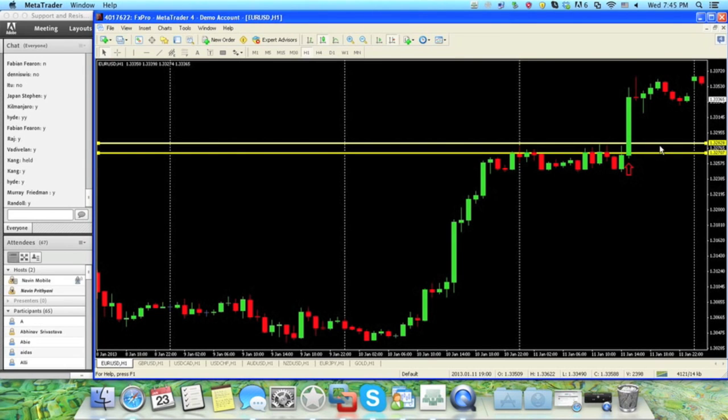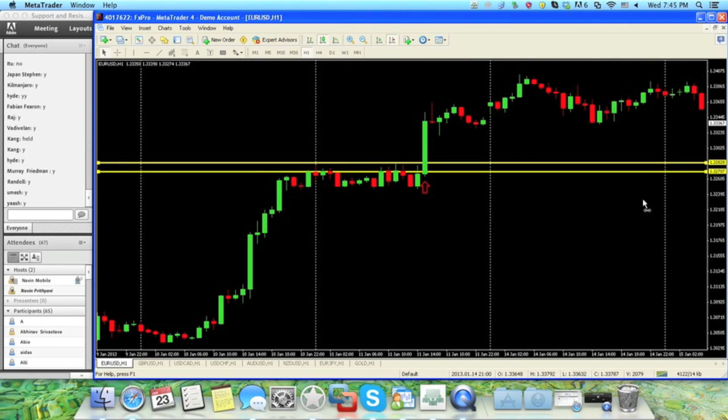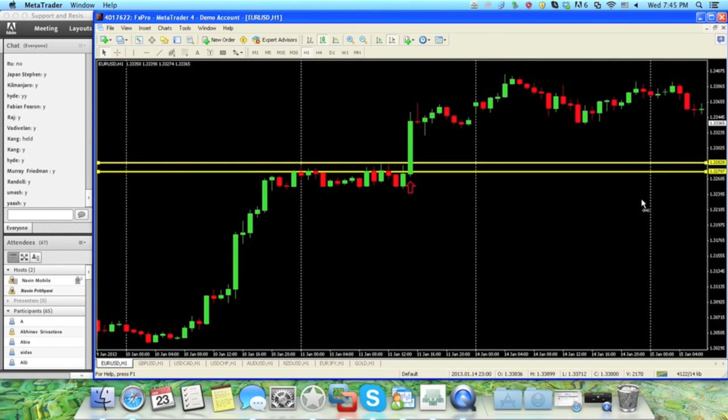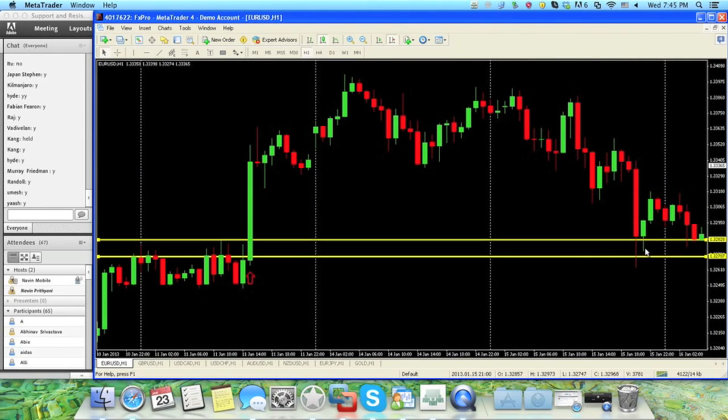Okay. We move forward. No touches yet. Okay. Well, what do you know? It's like magic. The market tends to respect these levels again and again and again. Okay. It will respect it. Now, it came here with a big strong candle and then it retraced.